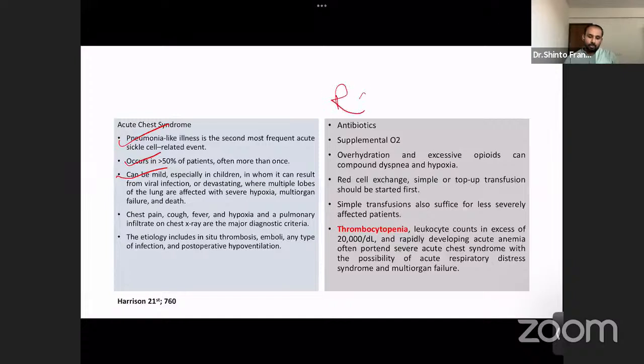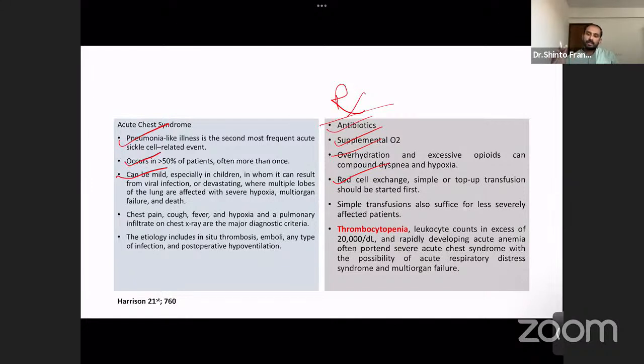Okay. So how do you treat? Basically antibiotics to cover infections, and supplemental oxygen so that you maintain adequate oxygenation. Overhydration and excessive opioids can worsen the dyspnea and hypoxia, and then red cell exchange. If it is, let us say, a hemoglobin of 7, you don't exchange, just transfuse so that it will dilute the sickled cells.